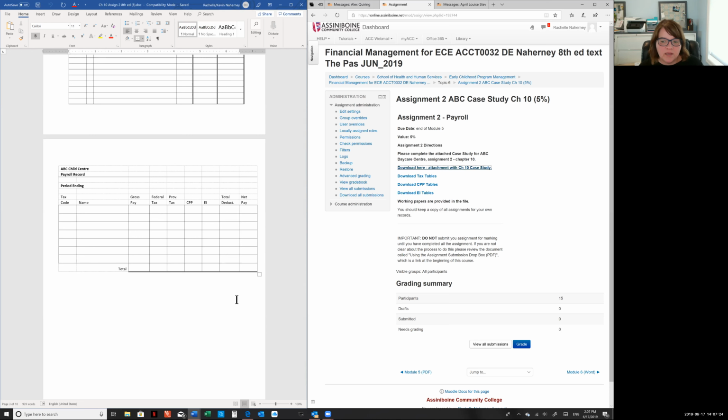So here's where you're going to list all the employees. You're going to list their gross pay, which is given. You are told what tax code they're in. So on the left-hand side, you'll enter their tax codes, their names, their gross pay. That's all given, okay? Then you have to figure out the deductions.